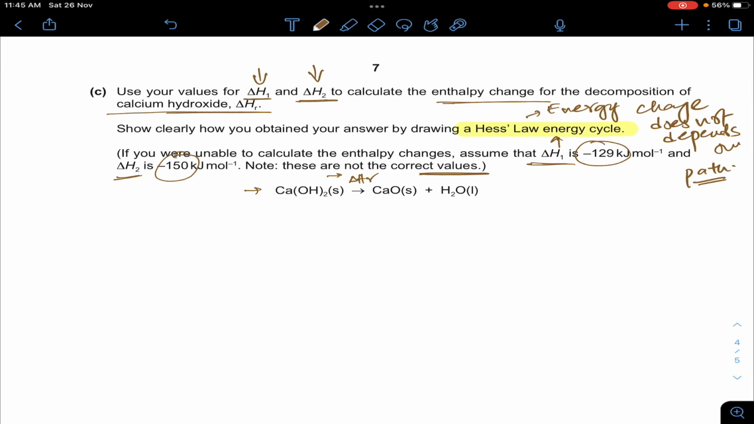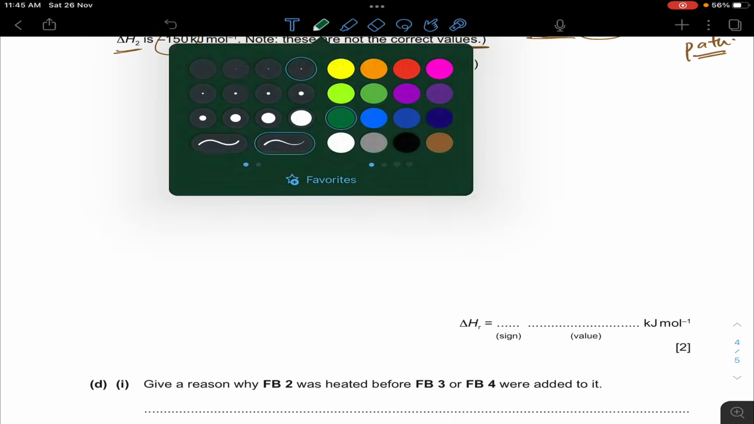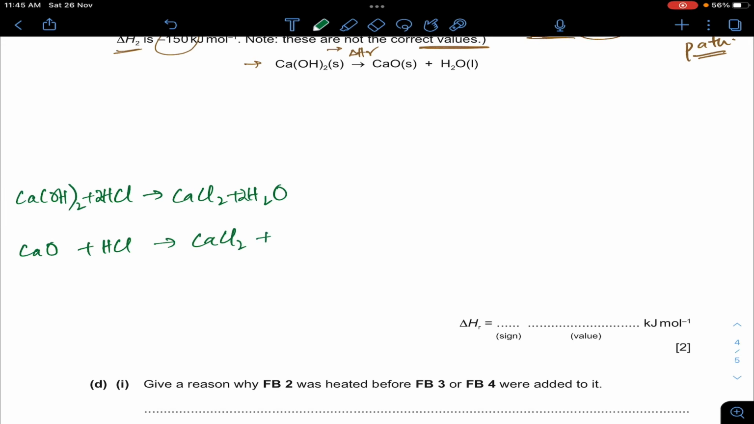We have delta H1. Let me write the equations here: calcium hydroxide reacts with hydrochloric acid to give calcium chloride plus water. This is delta H1. And if we balance this reaction, this is 2HCl and 2H2O. And the other reaction, delta H2: calcium oxide reacts with hydrochloric acid. We get calcium chloride plus water. Again, we get water. And this is 2HCl.